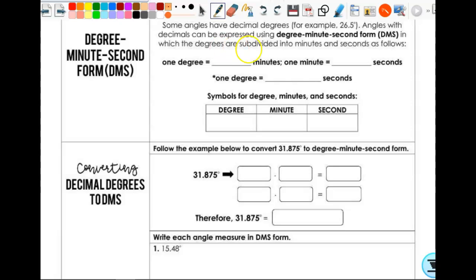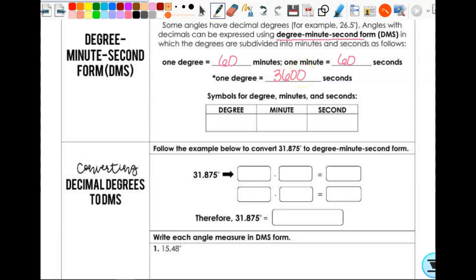Angles with decimals can be expressed using degrees, minutes, seconds form, or DMS, in which the degrees are subdivided into minutes and seconds as follows. So 1 degree is 60 minutes. A degree is kind of like an hour, but not really because they're completely different things. But 1 degree is 60 minutes, and 1 minute is 60 seconds. So 1 degree, or like 1 hour, would be how many seconds? Close. There you go, 3,600.